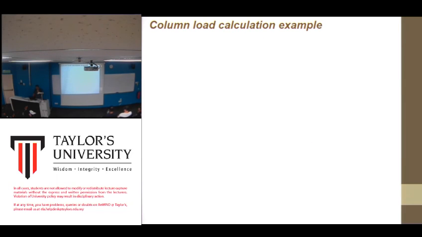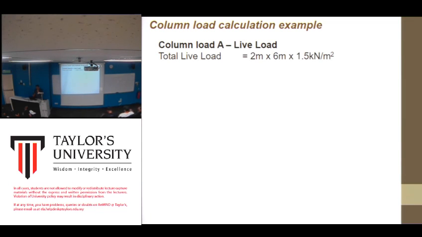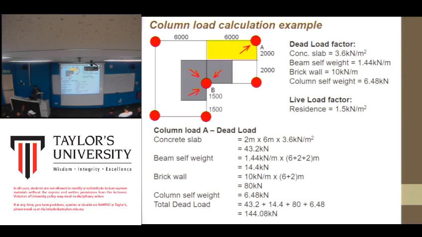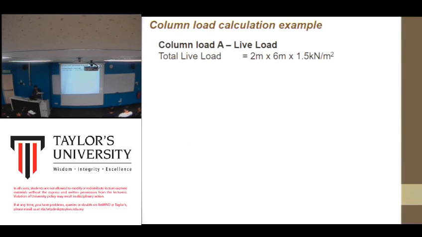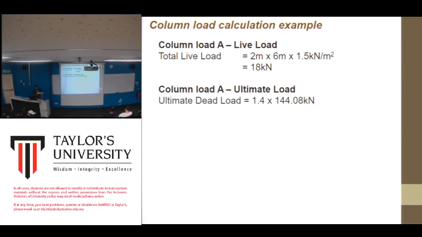And then you have to calculate the live load, similar to beam analysis. You need to calculate the live load as well, right? So total live load is very straightforward. You just take the tributary area just now, 2 times 6, right? Just take the area, and then times 1.5. That's the factor for live load for residential building. You get 18 kilonewton.